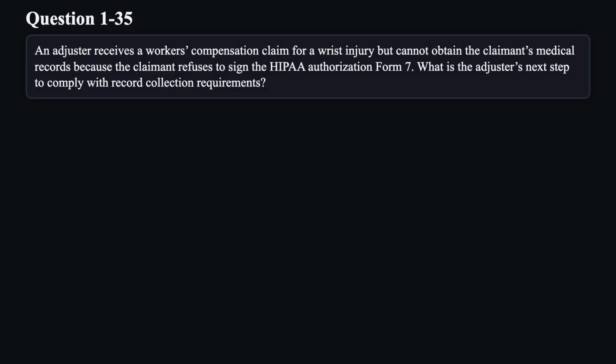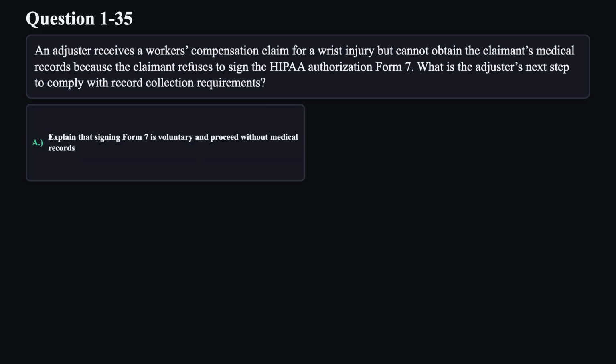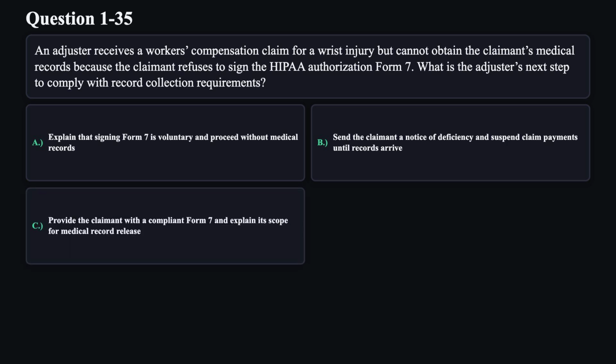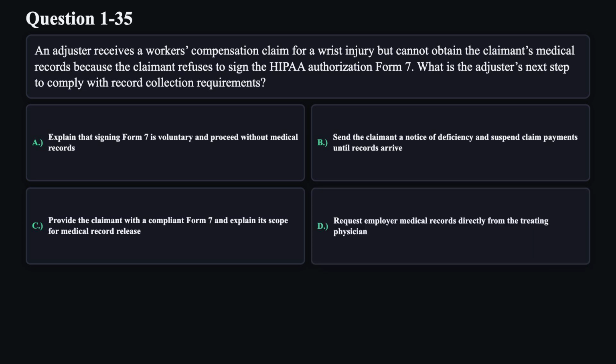Question 35. An adjuster receives a workers' compensation claim for a wrist injury, but cannot obtain the claimant's medical records because the claimant refuses to sign the HIPAA authorization Form 7. What is the adjuster's next step to comply with record collection requirements? A. Explain that signing Form 7 is voluntary and proceed without medical records. B. Send the claimant a notice of deficiency and suspend claim payments until records arrive. C. Provide the claimant with a compliant Form 7 and explain its scope for medical record release. D. Request employer medical records directly from the treating physician.